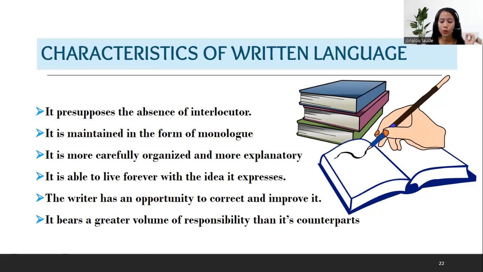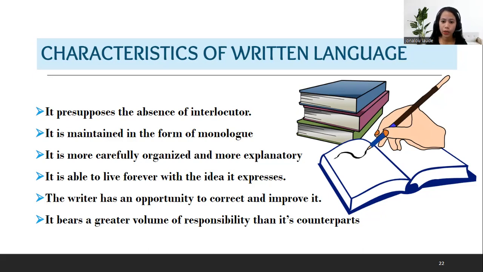So that's why the teacher is taught to instruct step by step in making the module, then explain more details so the students won't get confused. Okay? Or the reader, for example. So that's why it's more carefully organized and more explanatory.